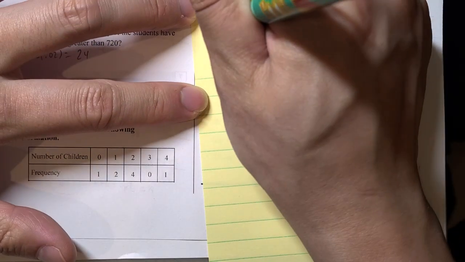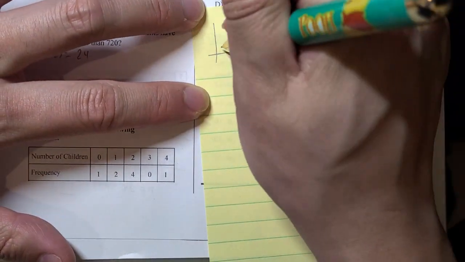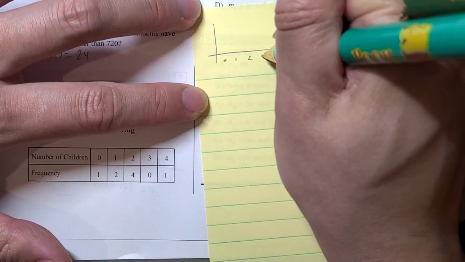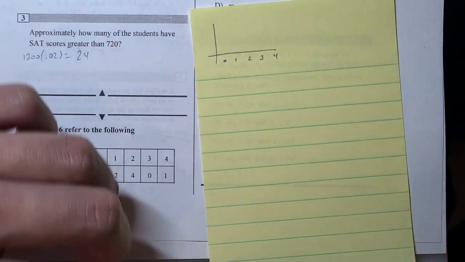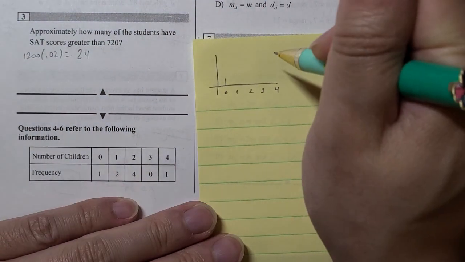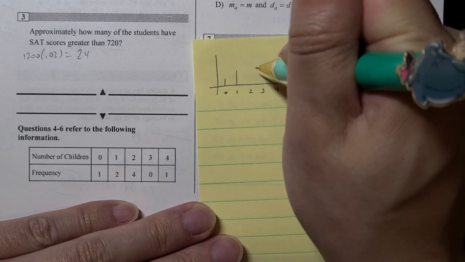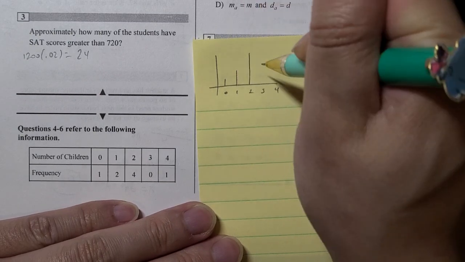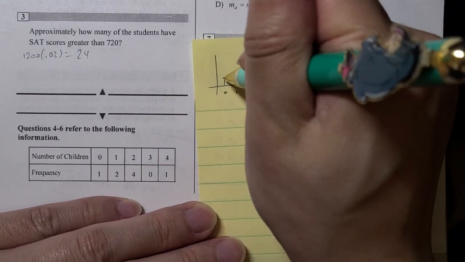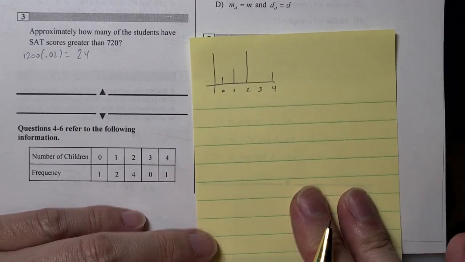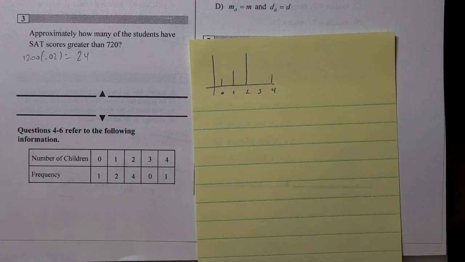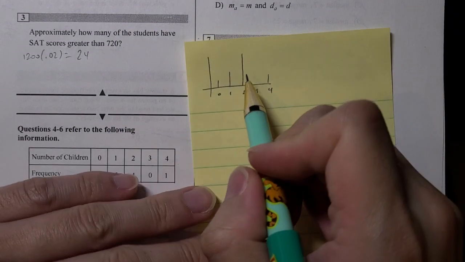Okay, so 0, 1, 2, 3, 4. Okay, so 0 happened once, 1 happened twice, 2 happened 4 times, 3 happened 0 times. So it looks like this. Pretend it's like a bar graph. I just drew lines, but pretend it's like a bar graph. So it's like a histogram kind of. Okay, so this is a distribution.